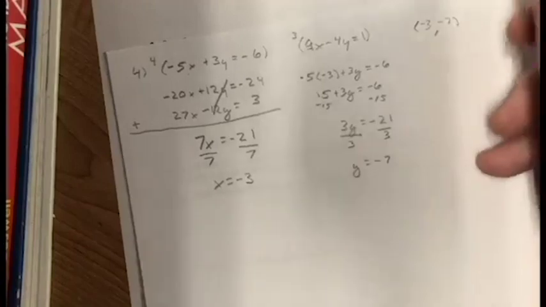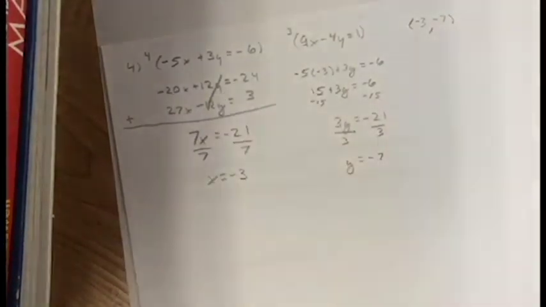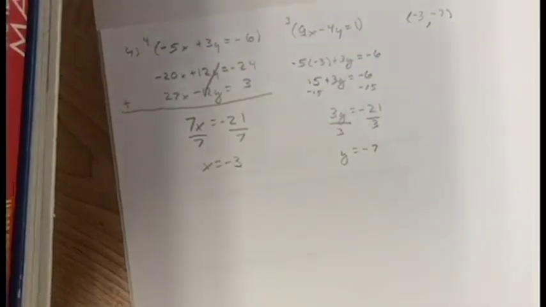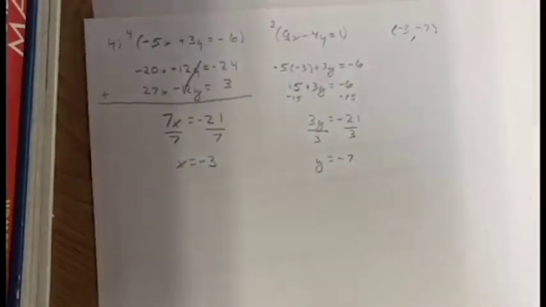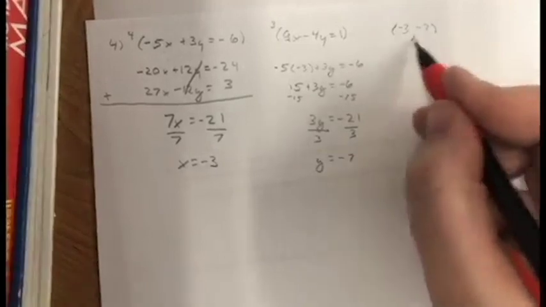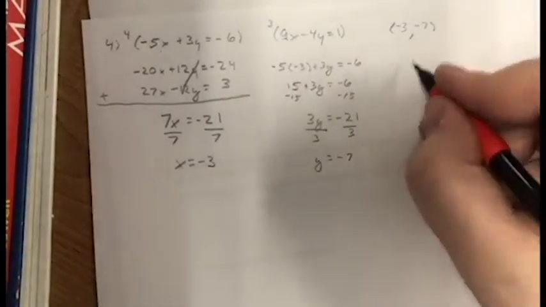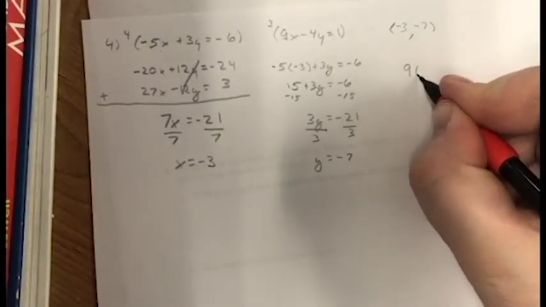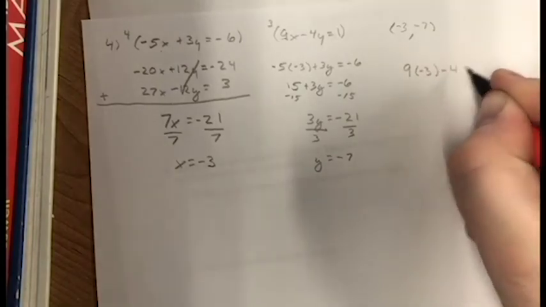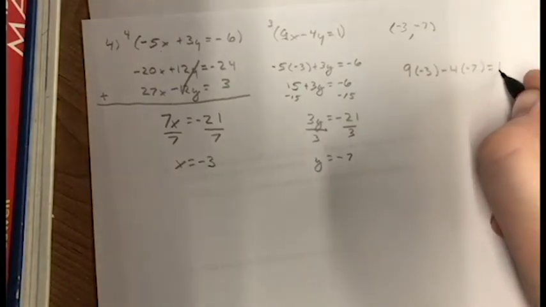So if I have done this right, my ordered pair for the solution of these two equations when they are graphed and where they cross should be at negative 3 and negative 7. So we have to verify it. How do we do that? We take this and plug it into the second equation. So we're going to go 9 times negative 3 minus 4 times negative 7 equals 1.